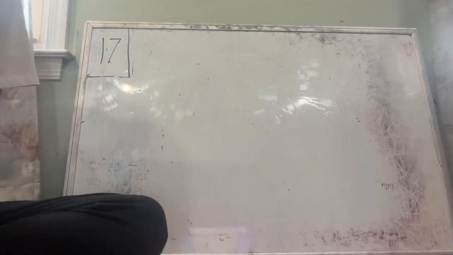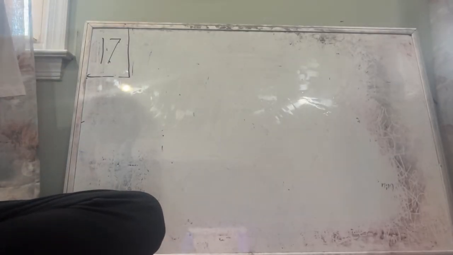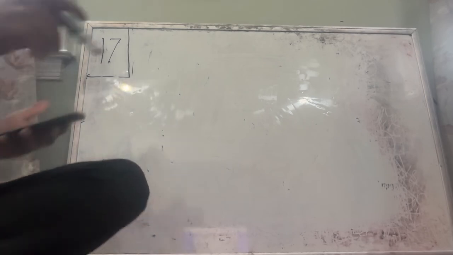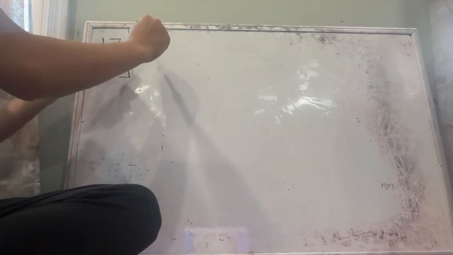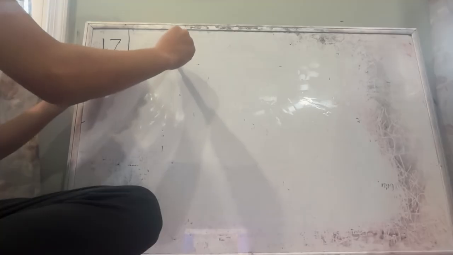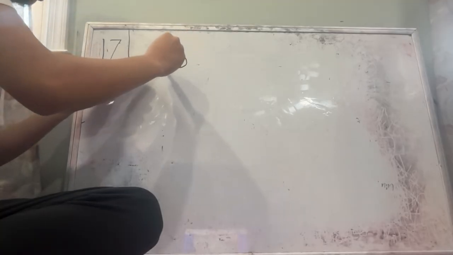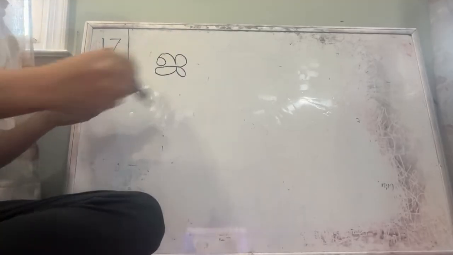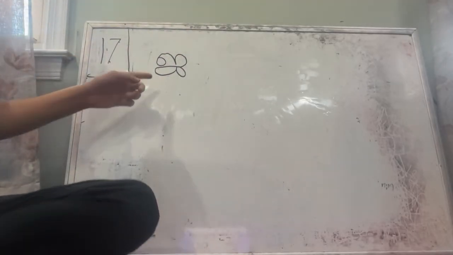Spot number 17 goes to a letter that I really don't like, and that is ja. I kind of forgot how to draw this one. Basically, it kind of goes like this. Kind of curves like that. And then, oh my god, that is such a messy letter. But that is ja.